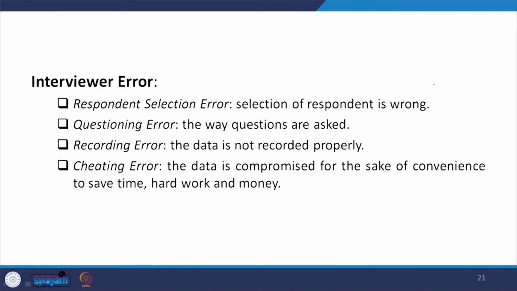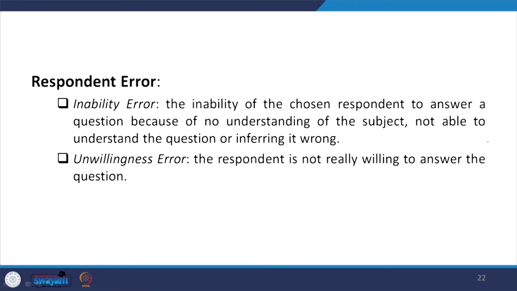Then interviewer error: respondent selection error, where the selection of respondent is wrong; questioning error, where there are problems with the questions; recording error; and cheating error, where data is compromised for the sake of convenience, to save time. This is usually the case in field surveys, and to minimize money also, that creates some kind of error. Respondent error is another kind of error, which is due to inability and due to unwillingness.